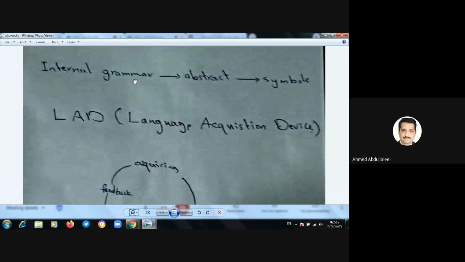So what does it mean here? Does the child study grammar before he is saying sentences? What do they have? They have internal grammar inside their minds, to arrange their talk systematically, and it is working automatically without learning.